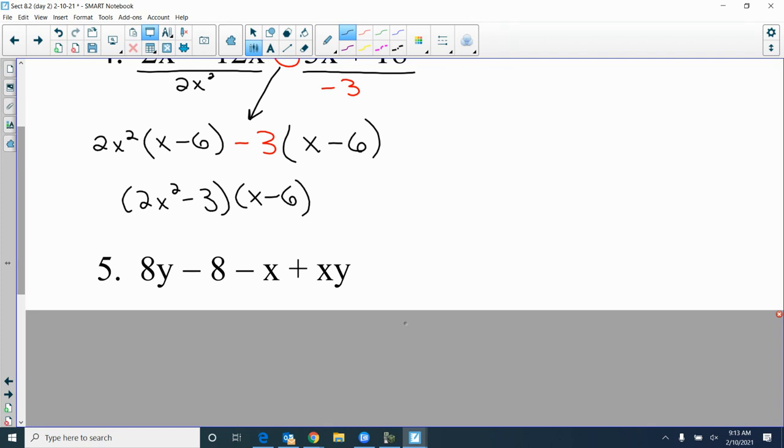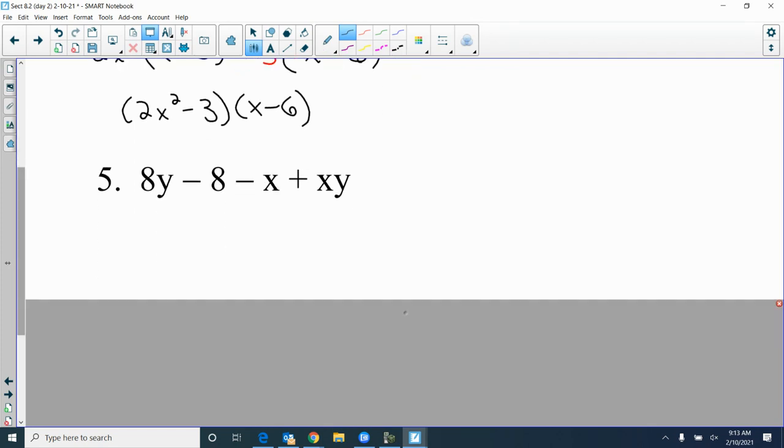Okay, and let's see what happens here on 5. This is the last one we're going to do here. We'll have to save the other. All right. 8 will go into both. So I got y minus 1. That's a negative. The only thing they have in common is an x. So make it a -x. So that makes sure that those two match up. I got a negative in between.